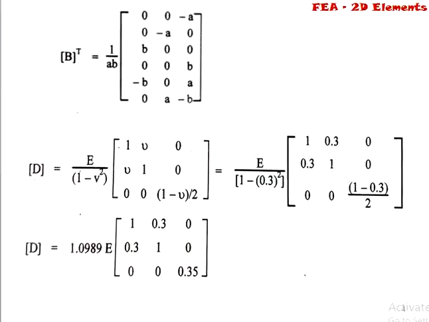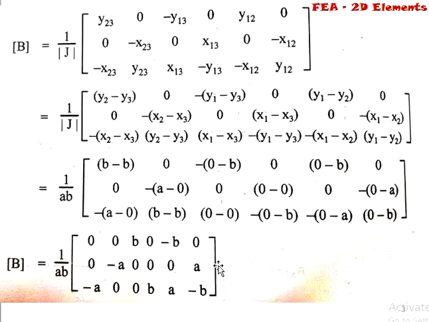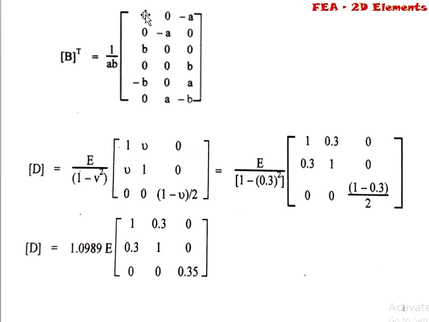After that just transpose this matrix, means this 3 by 6 matrix is converted into a 6 by 3 matrix. So we require this B and transpose of B for the element stiffness matrix. Then D is nothing but the stress strain relation matrix. So it requires Young's modulus of elasticity and Poisson's ratio. Both values are given in the problem statement. So just put those values and we'll get the stress strain relation, that is the value of D.